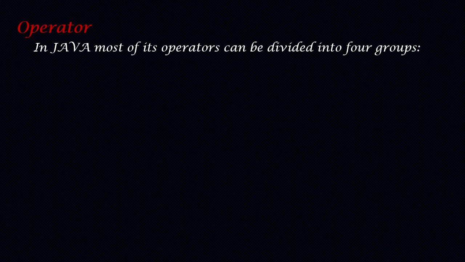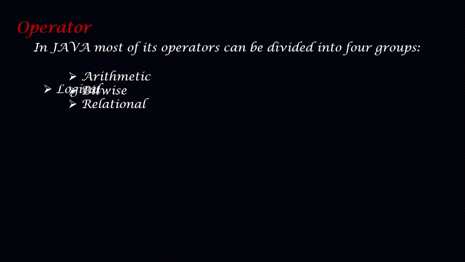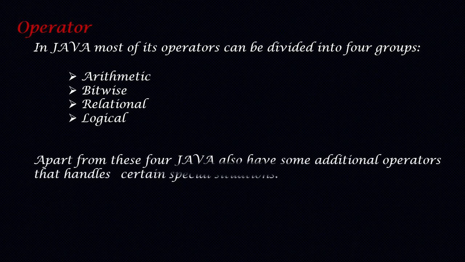So, in Java, the operators are primarily classified into four groups. They are arithmetic operators, bitwise operators, relational operators, and logical operators. Apart from these four, there are also certain operators that are used for handling special situations, which we will deal with in later videos.